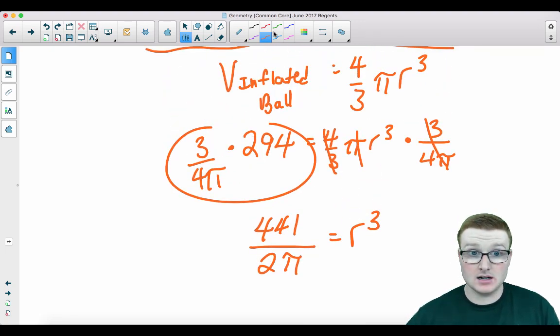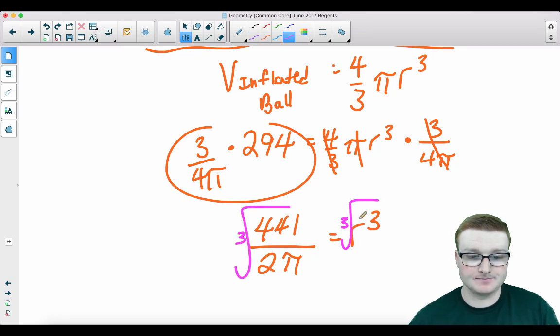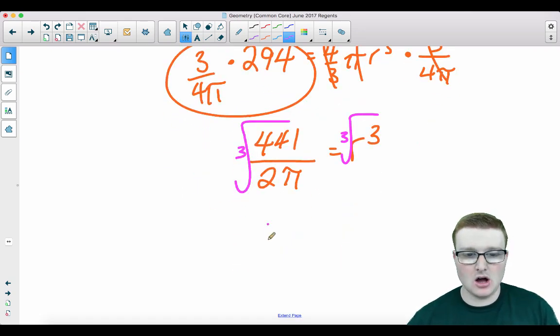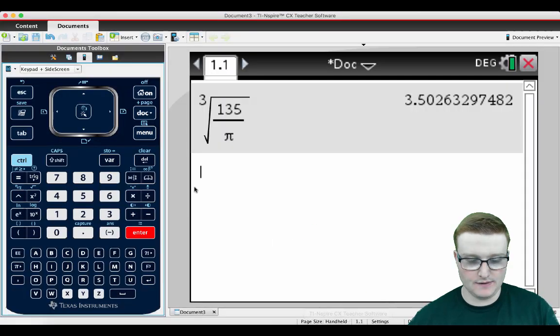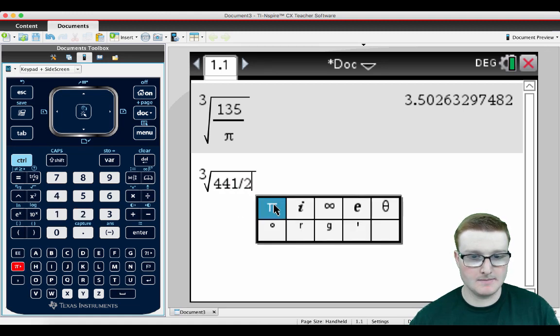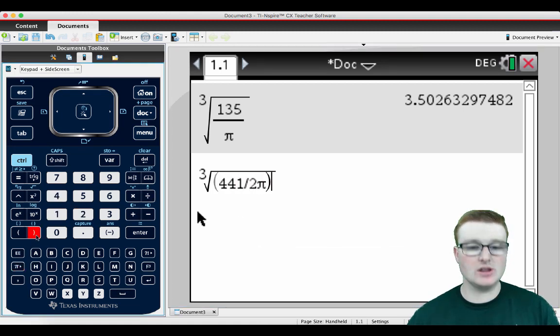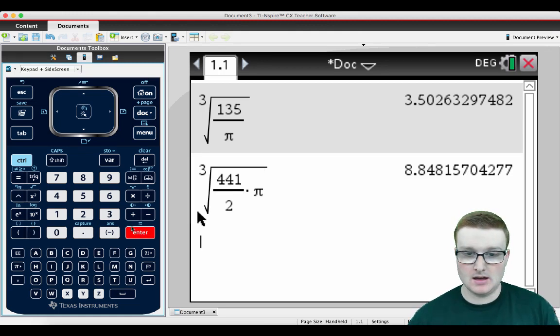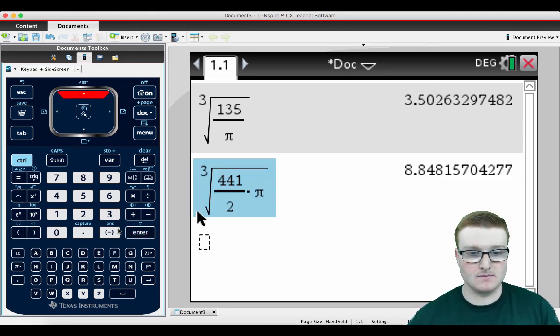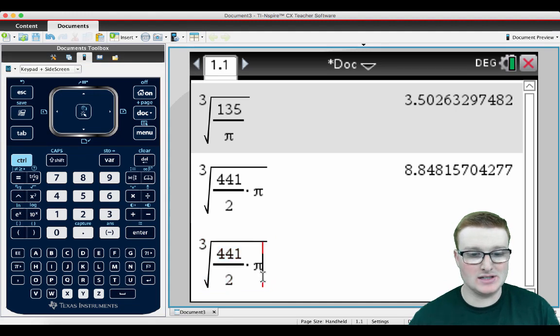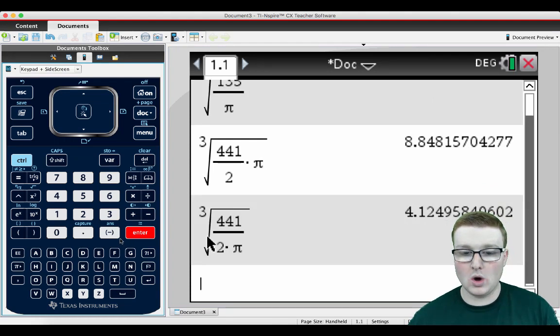Now, from here, we are going to take the cube root of both sides again. And we get r is approximately equal to the following. So take the cube root of 441 over 2 pi. Make sure that you use parentheses, folks. That is not right. The pi needs to be in the denominator. You see how this calculator sometimes tricks you? You need to be very careful. That pi is supposed to be in the denominator. Your answer is 4.125.